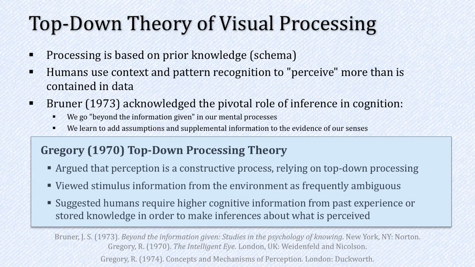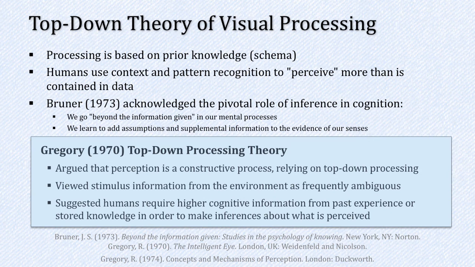Gregory was one of the big proponents of top-down processing theory, and he argued that perception is a constructive process relying on top-down processing. He also viewed stimulus information from the environment as frequently ambiguous, and he suggested that humans require higher cognitive information from past experience or stored knowledge in order to make inferences about what is perceived. Today, most researchers believe that complex visual processing involves both bottom-up and top-down processes.